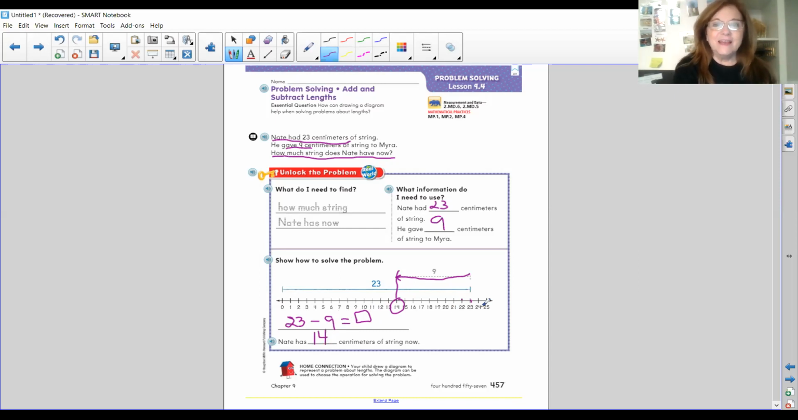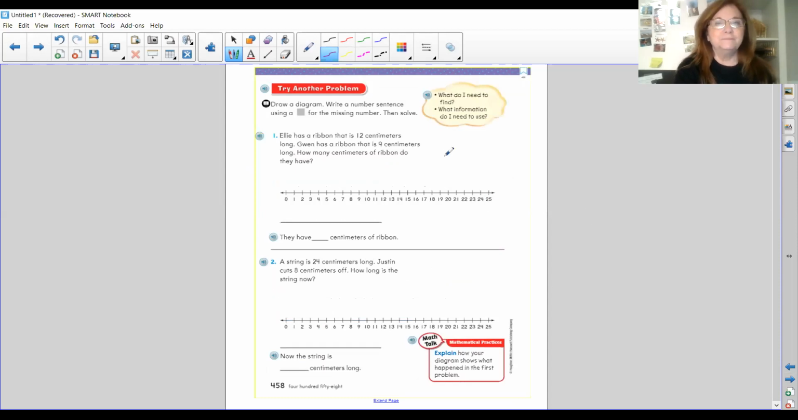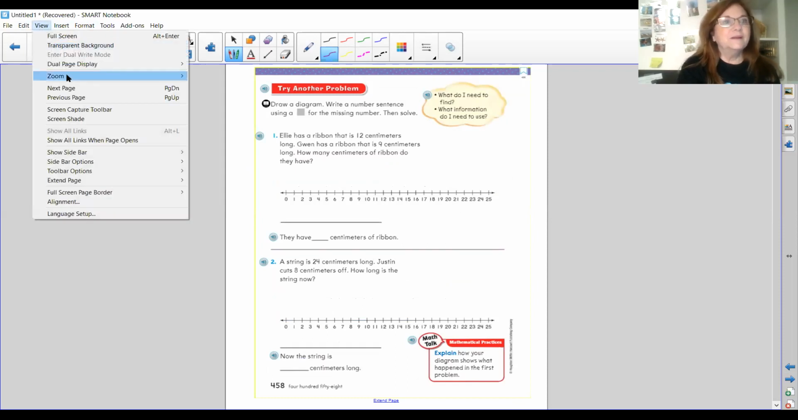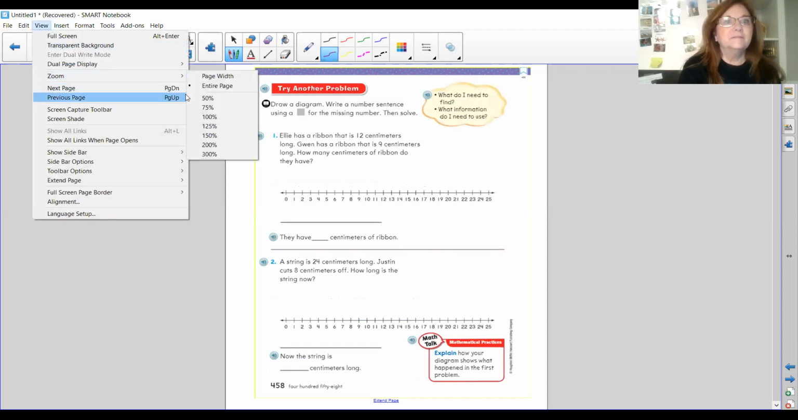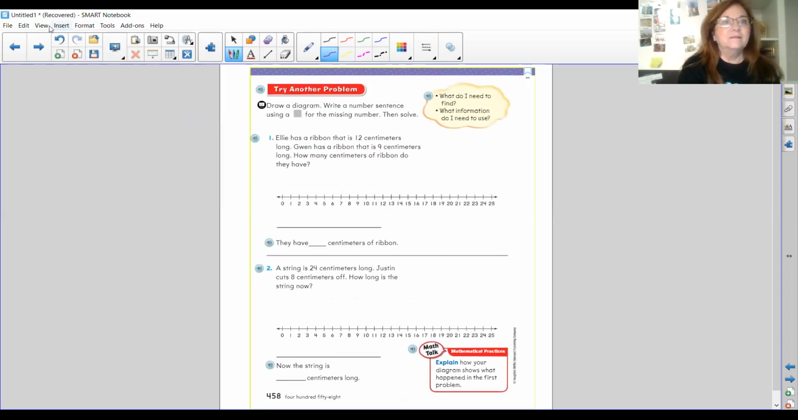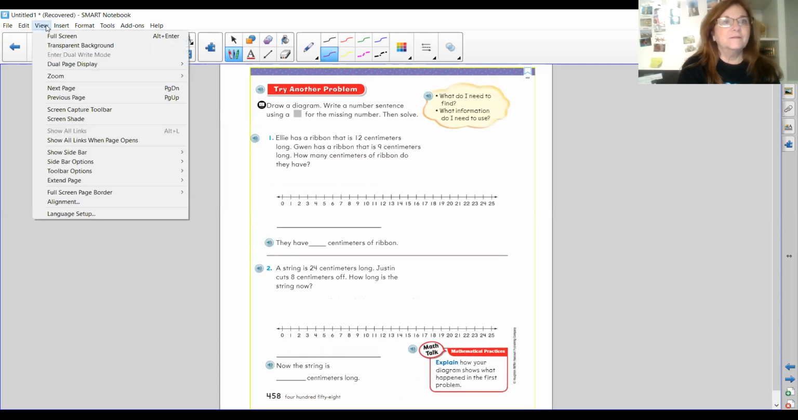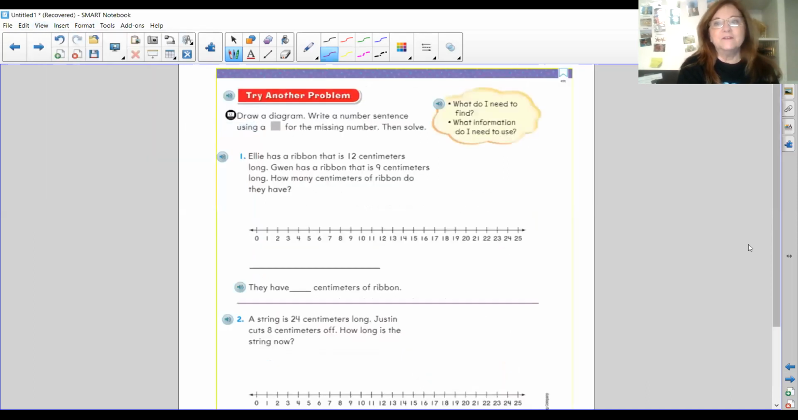Okay, so that's how we draw a diagram with a number line to find our adding and subtracting problems. Okay, so on the next page, see if I can make this a little bigger. I'm going to zoom in a little bit. Maybe a little more. Just so you can see it a little better. Okay, that's a little better.